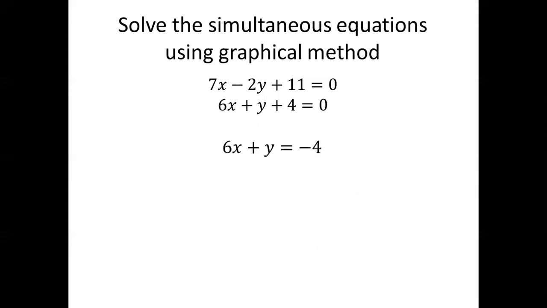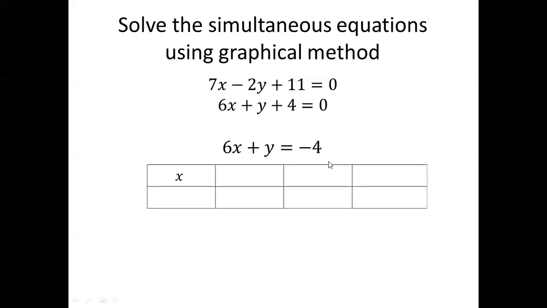Next, we do the same thing for the second linear equation. Again, I transposed the constant to the other side, making it negative. We then assign these x values: negative 2, negative 1, and 0. So when x is equal to negative 2, the first term becomes negative 12. Transposing that to the other side makes it positive. Therefore, y value is equal to 8.